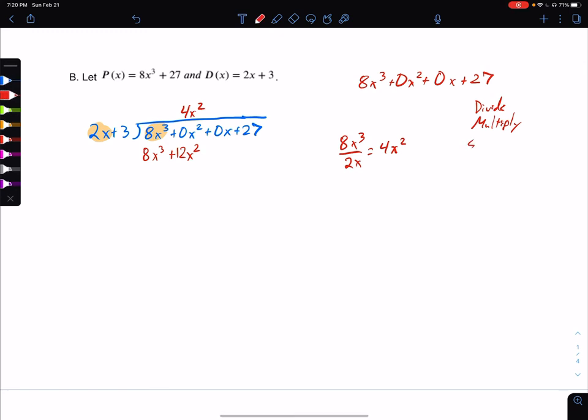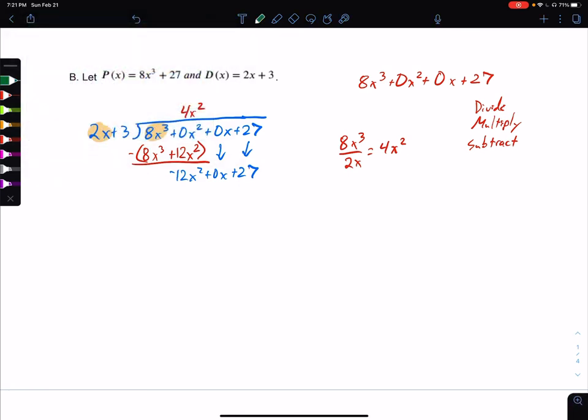We've now multiplied, so now what we want to do is subtract. So subtract your entire expression. 8 minus 8, that's going to cancel out. Remember, we're not going to write that 0 there. And then 0 minus 12, that's going to be negative 12x squared. So let me write that in blue. So we'd have negative 12x squared. And then we're going to drop our terms down. So we'd have plus 0x plus 27.